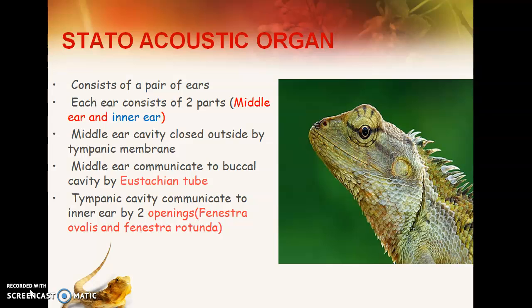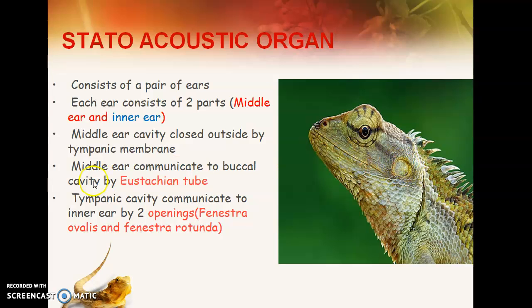As in the case of most advanced organisms, the structure of the ear consists of three parts: an external ear, a middle ear, and an internal ear. Here, an external ear is altogether absent. As I mentioned in the first class, instead of the external ear, it generally has a structure called a tympanum. From the tympanum, the middle ear begins, and the middle ear continues into the inner ear. The middle ear cavity is closed outside by a tympanic membrane.